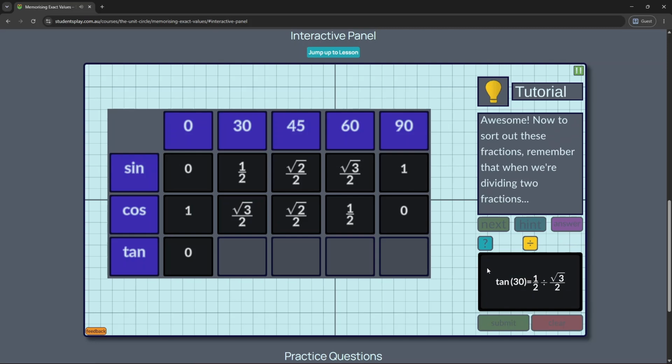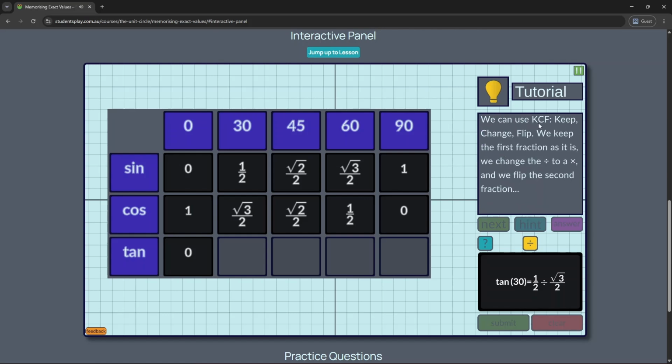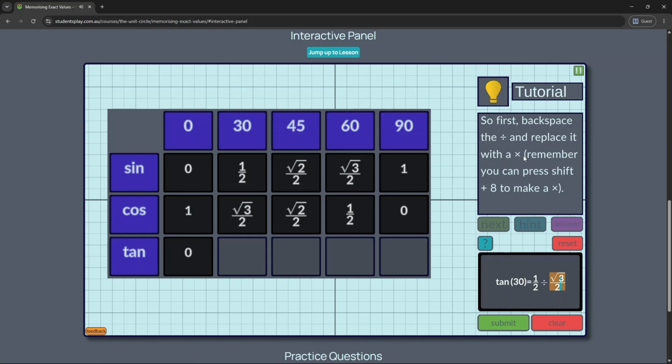Awesome. Now to sort out these fractions, remember that when we're dividing two fractions, we can use KCF: keep, change, flip. We keep the first fraction as it is, so this 1 over 2 will stay as 1 over 2. We change the divide to a times, so divide will become times. And we flip the second fraction. So root 3 on 2 will become 2 on root 3. So first, backspace the divide and replace it with the times. Remember, you can press Shift and 8 to make a times. So we'll navigate over to here, backspace the divide, and Shift 8 to make the times symbol.